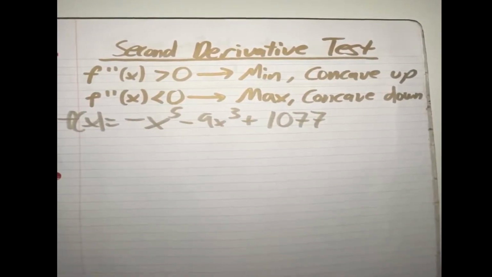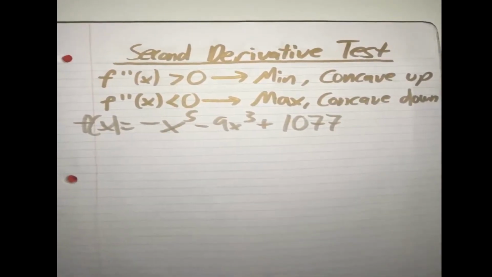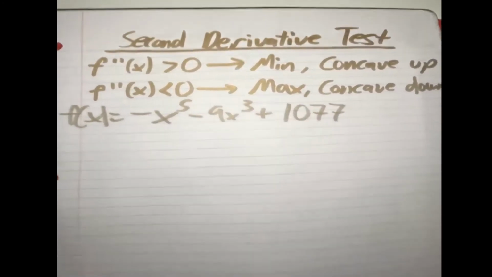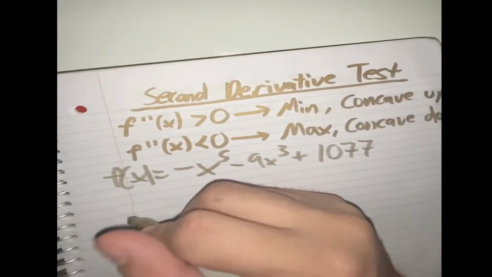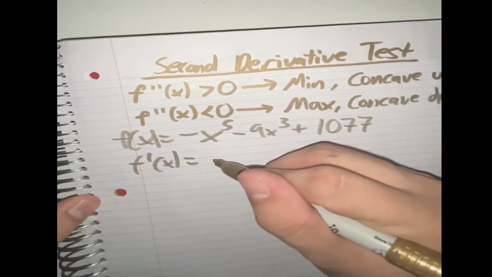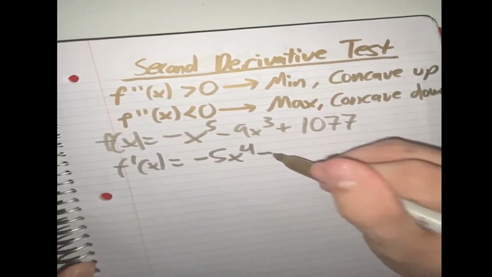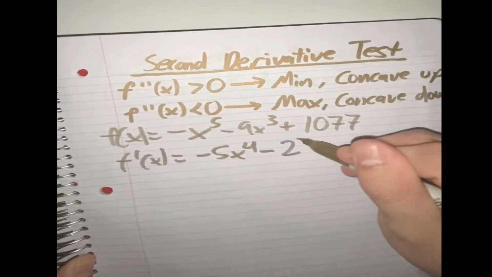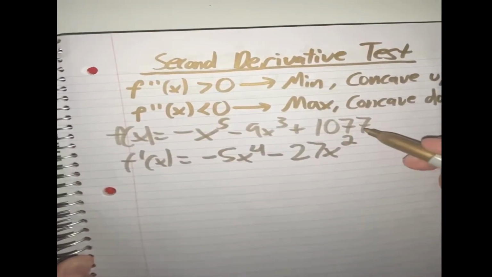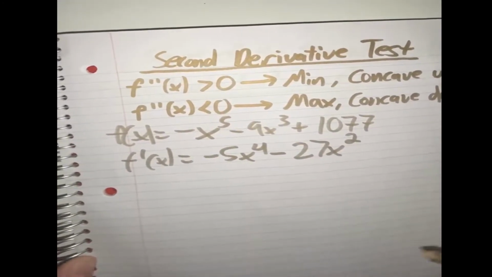Without further ado, the first step we need to do is find the first derivative of this function. We can simply do this by taking the derivative of f of x. So the derivative of f of x would be negative 5x to the fourth minus 27x squared. And then the derivative of a constant is simply 0. So now we have f prime of x.